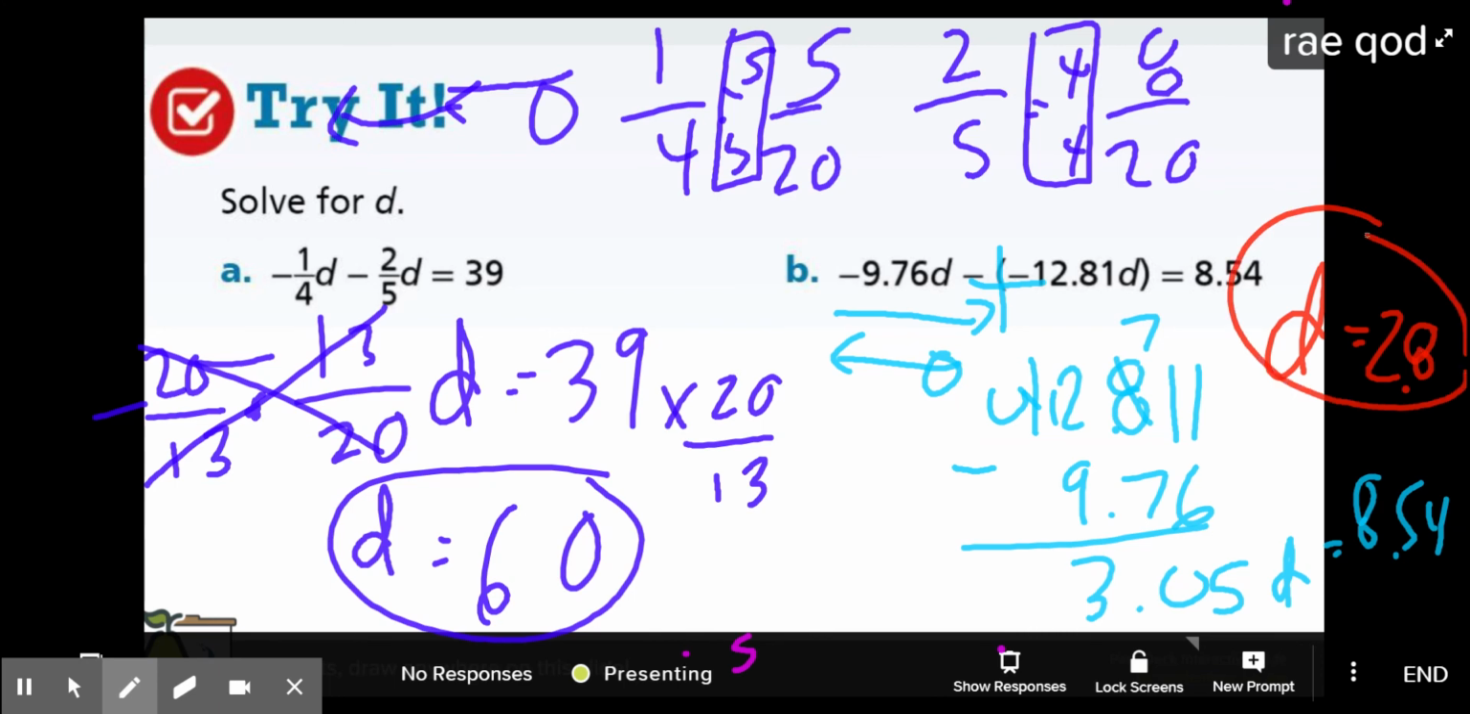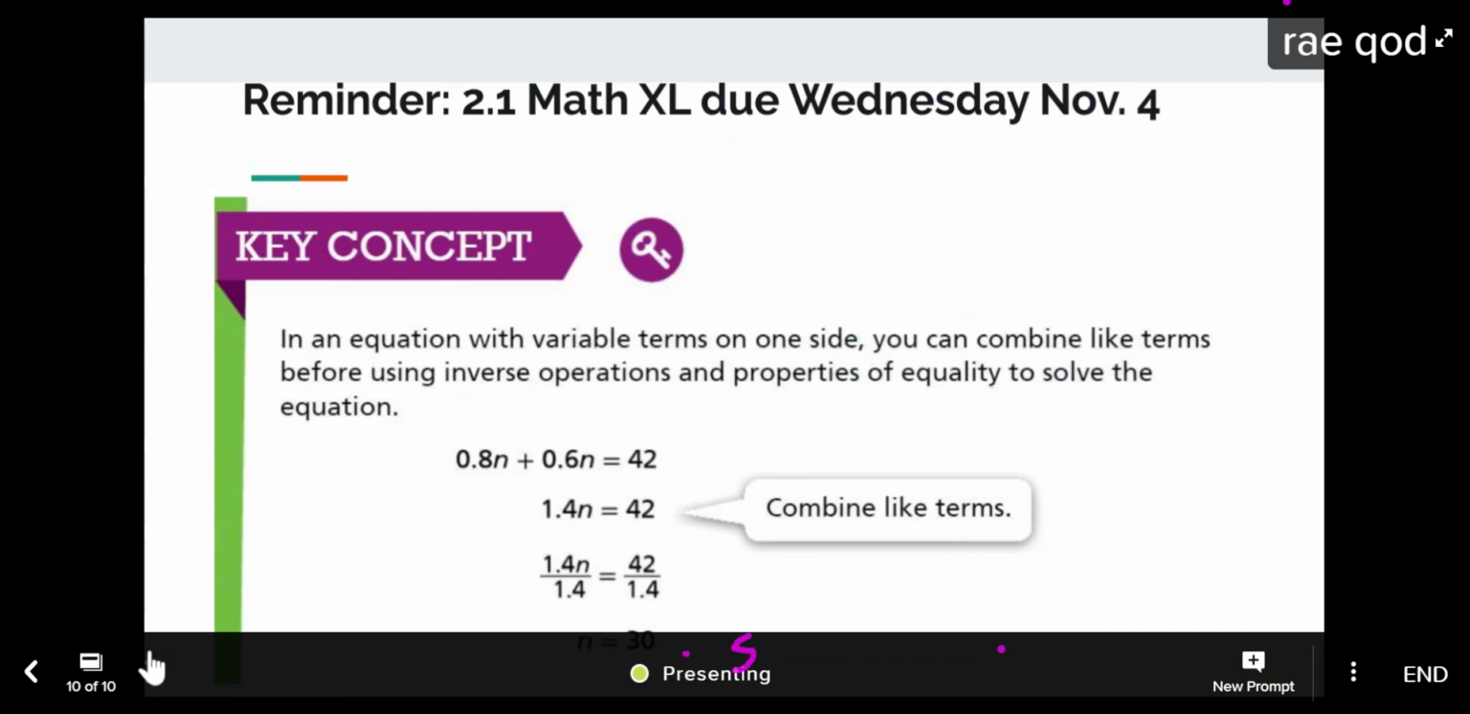Okay. And again, this seems like a lot, but it's all just knowing what you learned in 7th grade with your positive and negative numbers, and what you learned in 5th grade with adding and subtracting fractions. So our key concept: an equation with variable terms on one side, you can combine like terms, and use inverse operations and properties of equality to solve the equation.